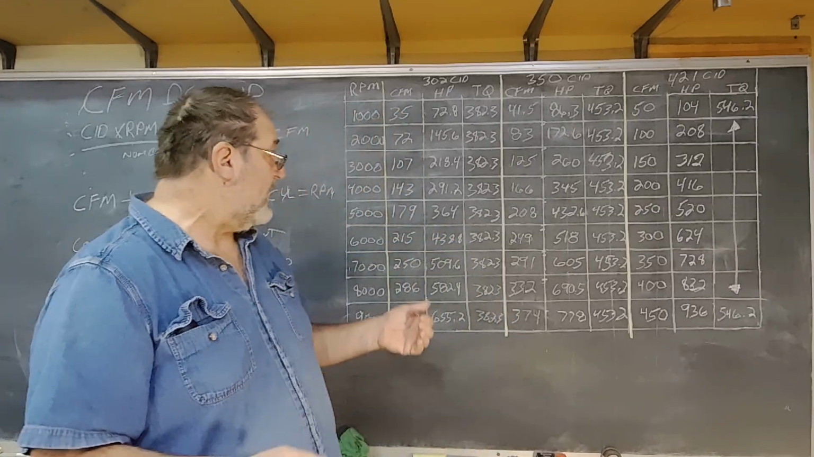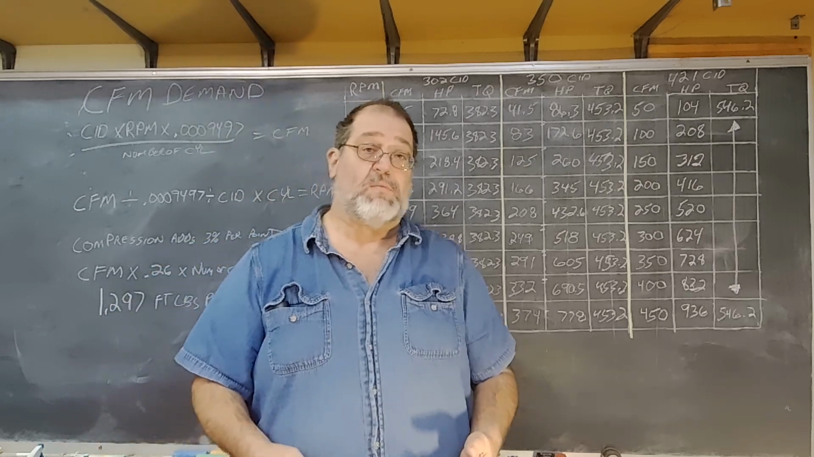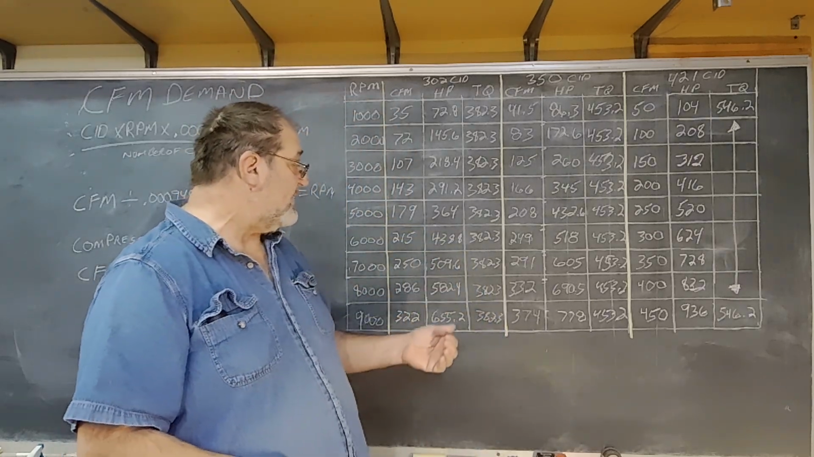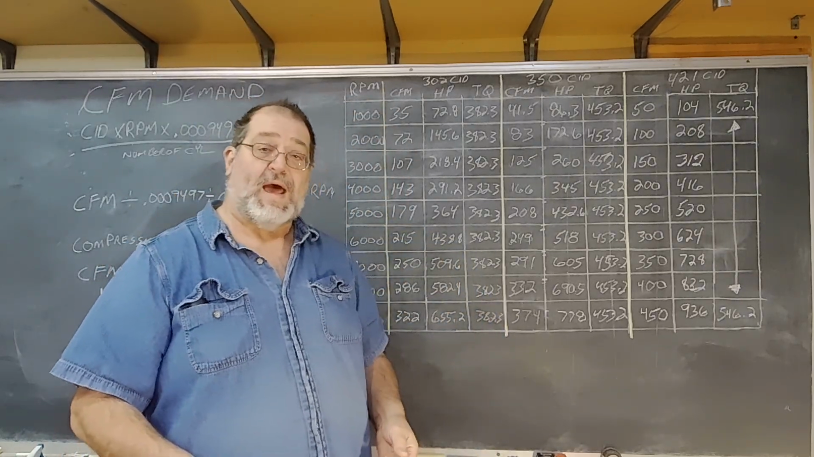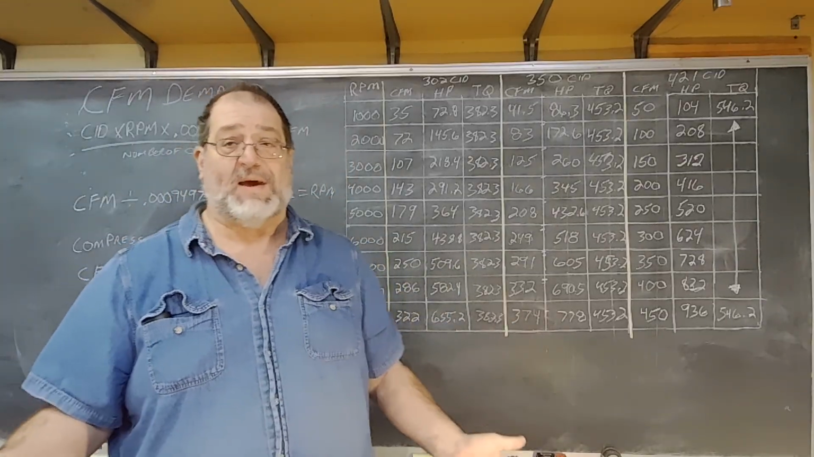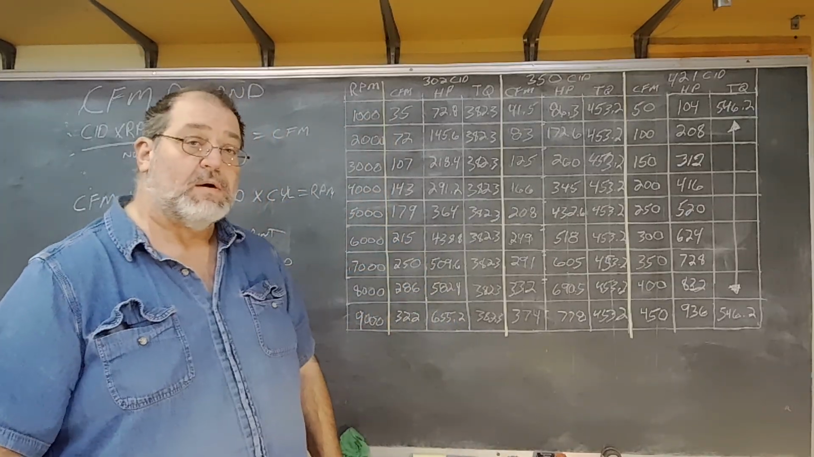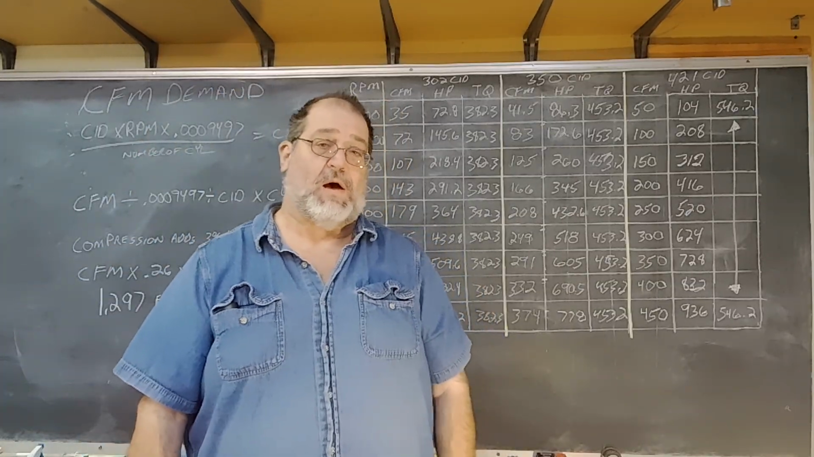If you limit the RPM, you'll hit a wall. It won't make more power, even if you have a better intake, even if you have a better head flow, even if you put it on a bigger carb, it just flat stops making power because it just can't ingest anymore. And that's where CFM demand helps.